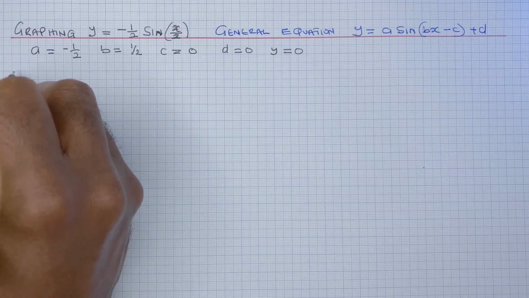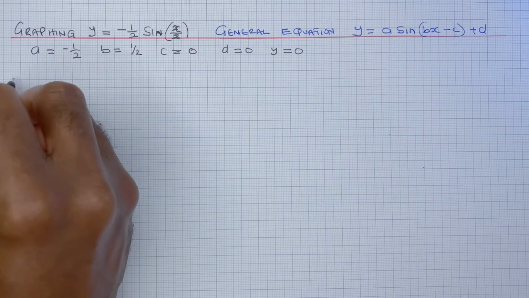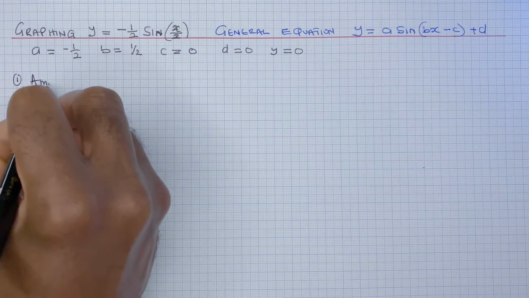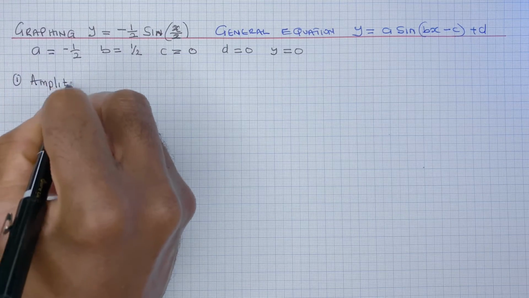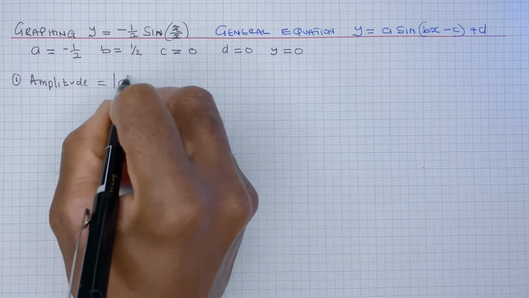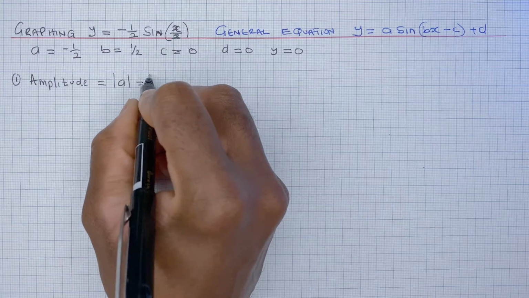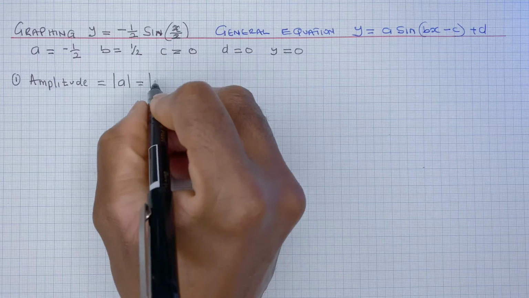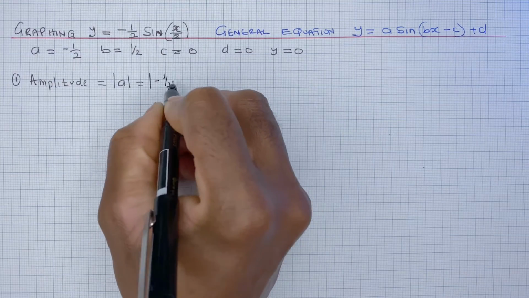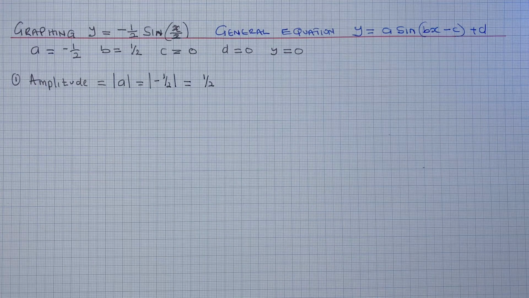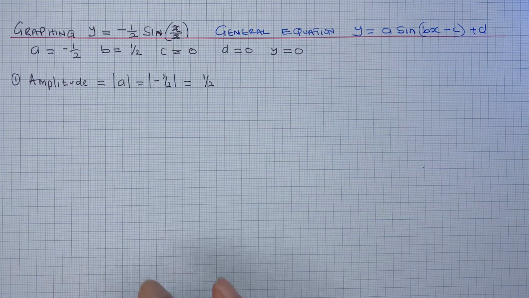First thing we need to find is the amplitude. So we say number 1, amplitude. For that we do modulus of a, and a is minus a half, so you do modulus of minus a half, and that is a half. So we just want the magnitude of a. That's what we want. We don't want the vector of a.